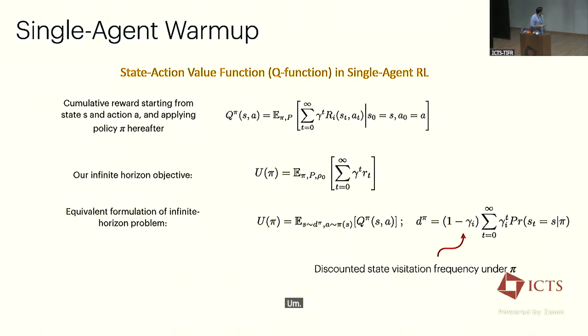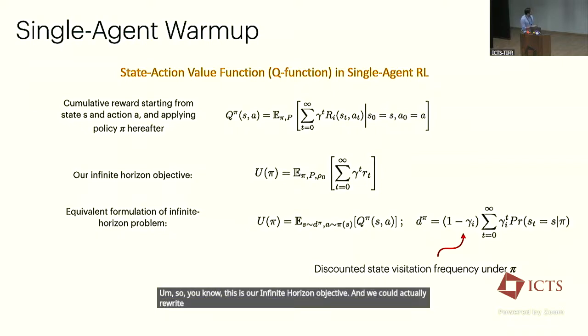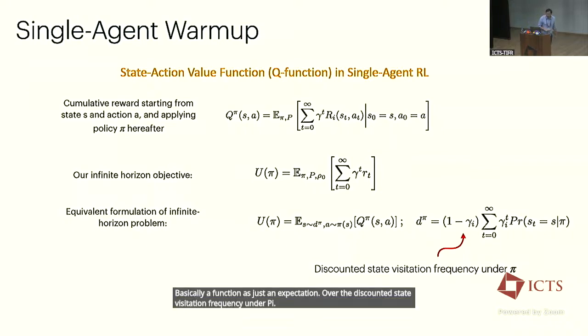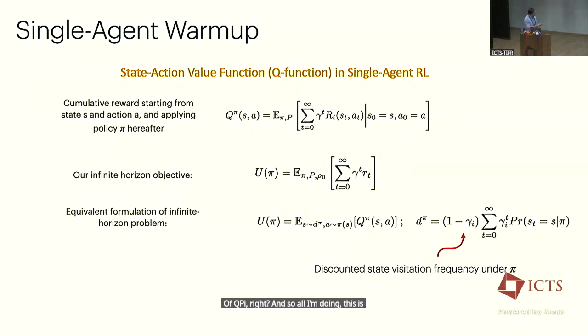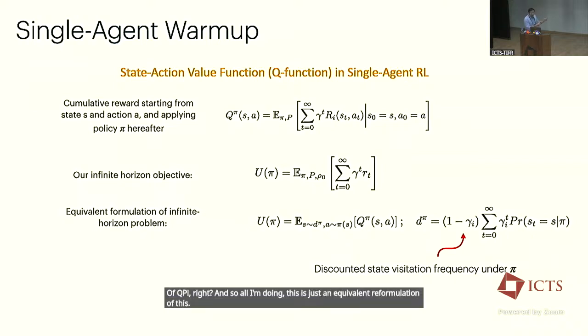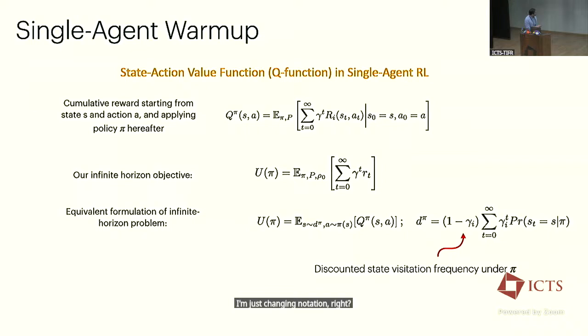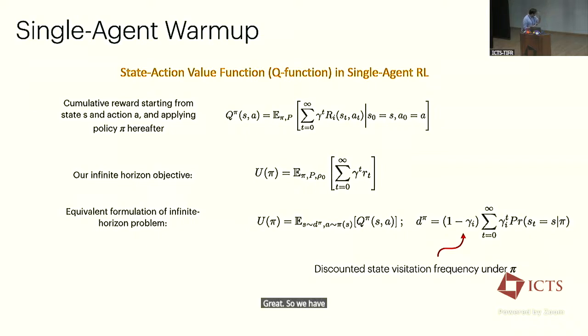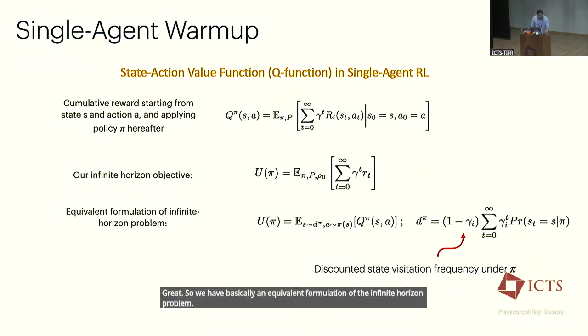So this is our infinite horizon objective, and we can rewrite it as just an expectation over the discounted state visitation frequency under pi of Q pi, right? All I'm doing is an equivalent reformulation of this. I'm just changing notation, and hopefully you can see how this follows almost directly. Great. So we have an equivalent formulation of the infinite horizon problem.